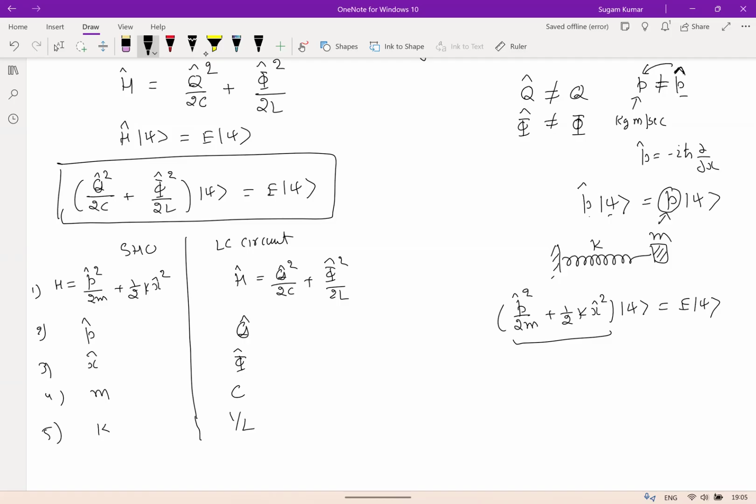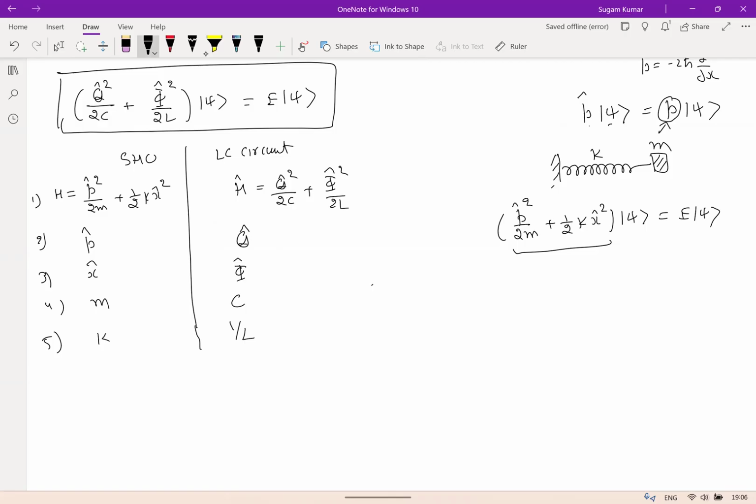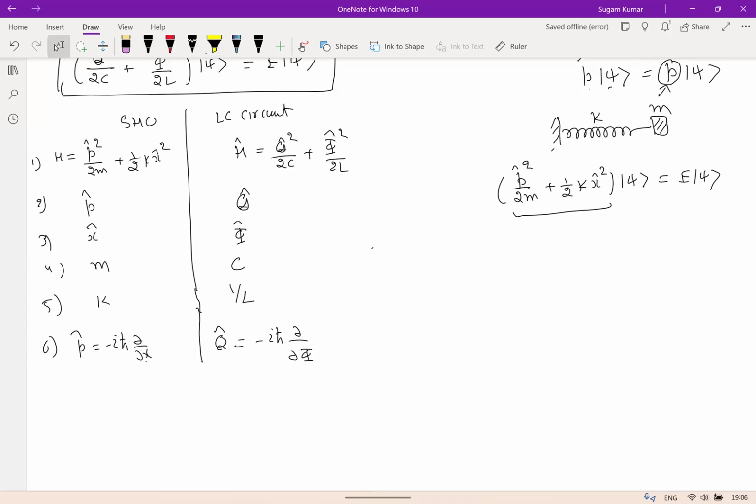For example, if I define the momentum operator as minus i h-bar del by del x, here I can define the Q operator as minus i h-bar, and now this is x, so it will be del by del phi. Think about omega naught, which is square root of k by m. Here omega naught, if you put k by m, is going to be 1 upon square root of LC. So we have a parallel representation here.